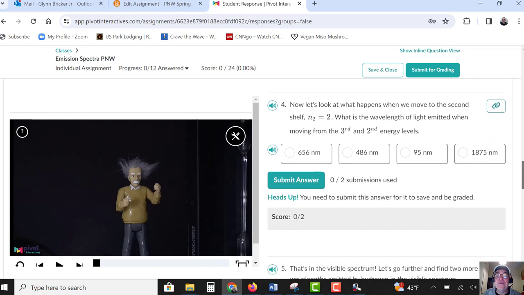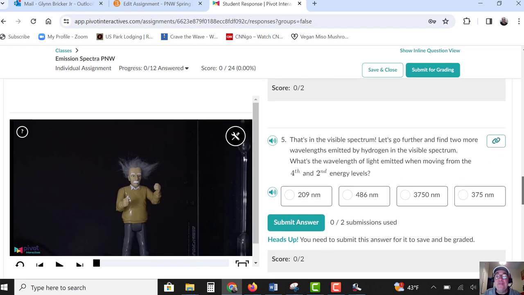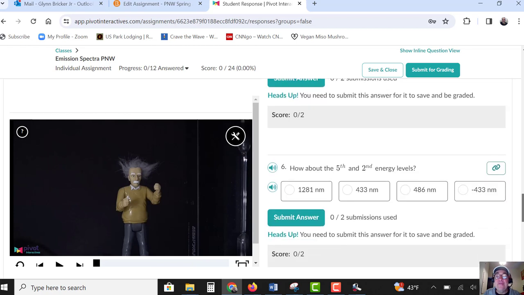Then we're moving into the visible part of the spectrum, when you go from 3 down to 2. So actually do the calculation. You've seen these numbers before from class. We looked at the hydrogen spectrum. So do that calculation. Same thing from 4 down to 2, and then from 5 down to 2.